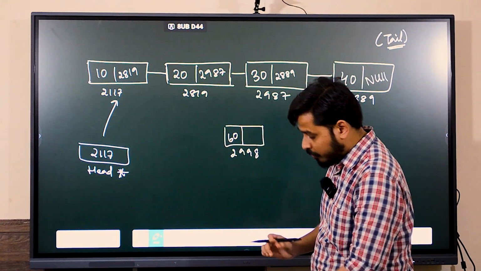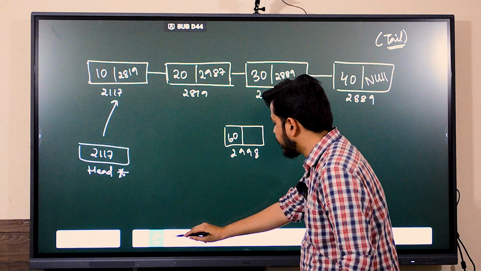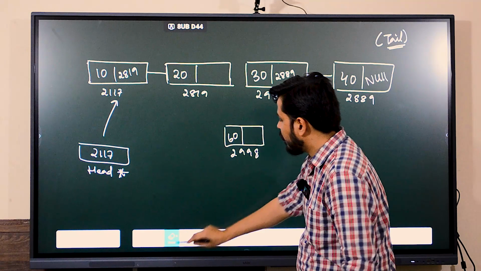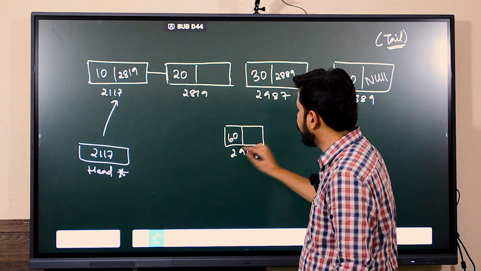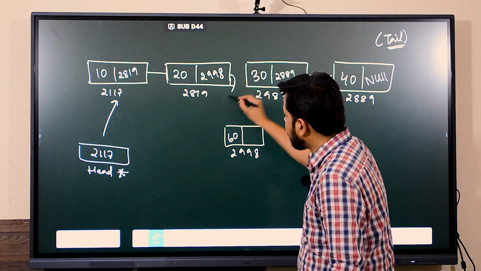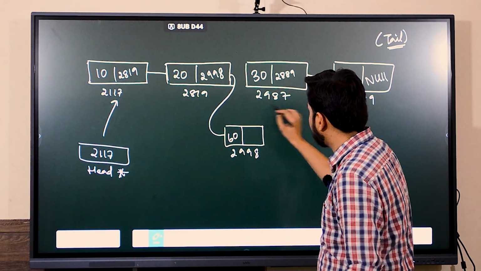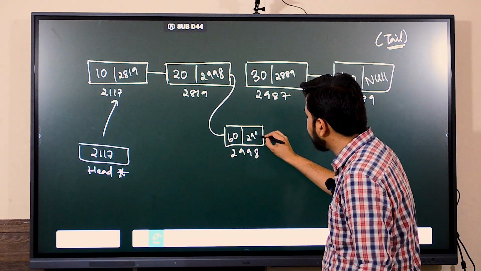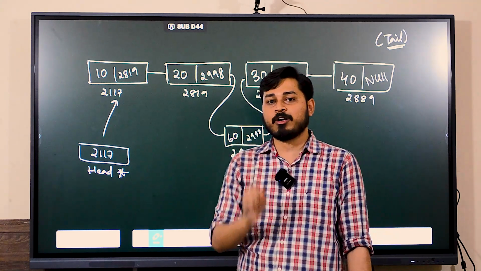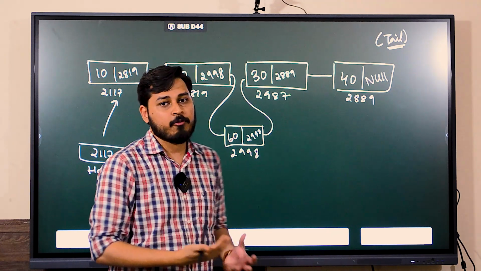In that case, we will just create the node there. We will break the link in between, erase this address, and write the new node's address here. That means 2998, which will connect this node with the new node. Then we will write the address of this node here, that means 2987, which will connect the new node with this node. Hence you inserted an element in between without shifting any elements, without deleting any elements, and without losing any data from your collection.